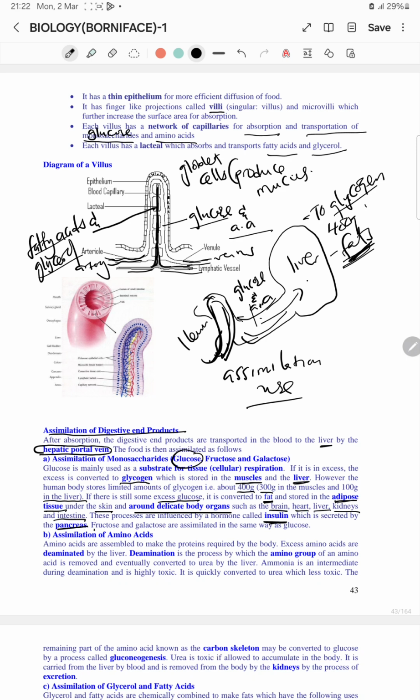Okay, so remember that whenever the sugar levels are high, pancreas will produce a hormone called insulin that will convert excess glucose to what? To glycogen altogether. So that's what we are talking about.